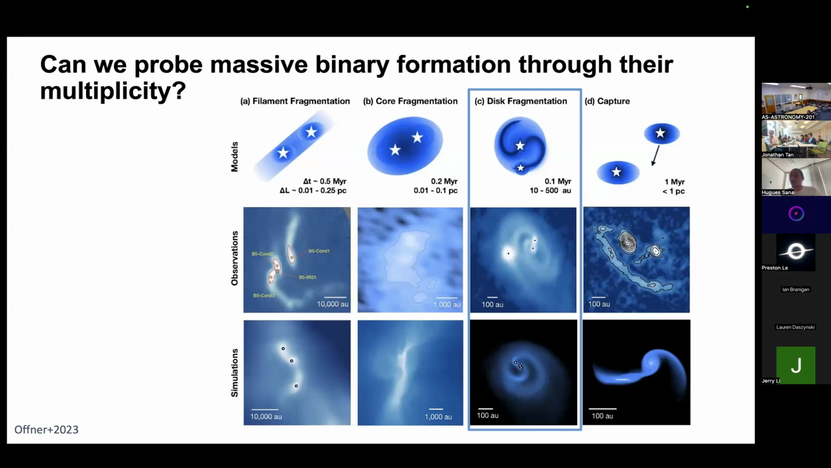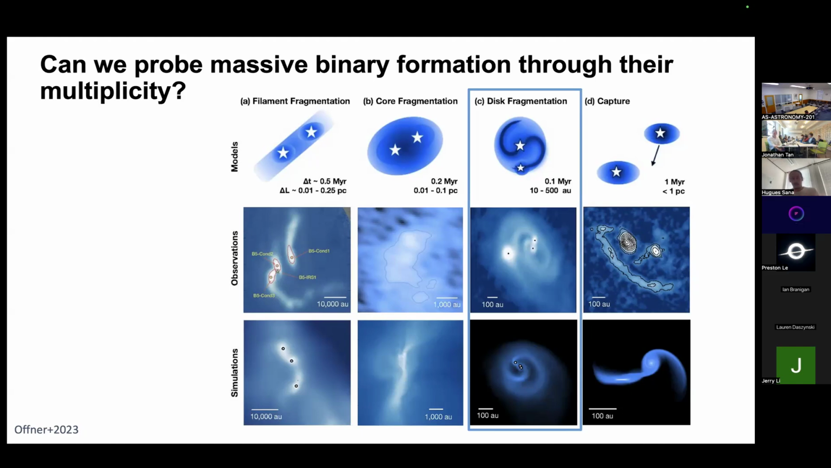So this fragmentation needs to produce pairs that correspond to the size of the disk, and inside the inner rim, there is no disk, so you cannot. From the textbook version, produce companions from this fragmentation within the sublimation radius. Okay, well, we can come back to it in the discussion.